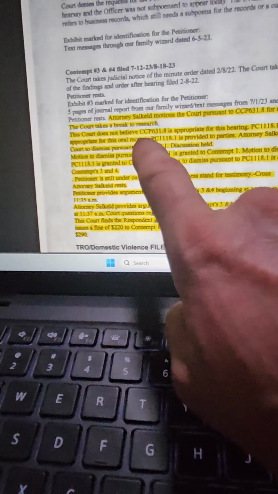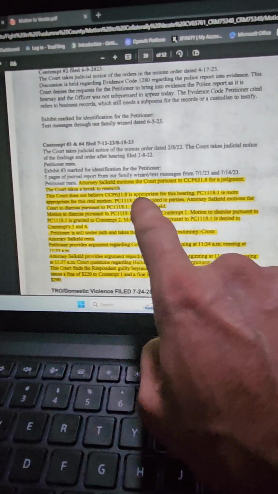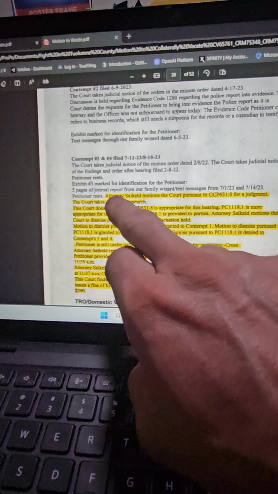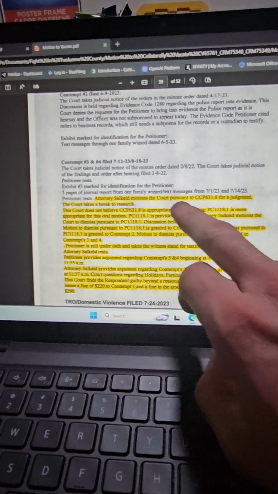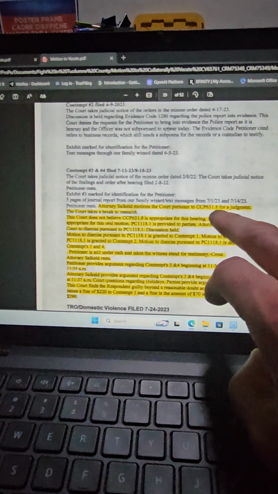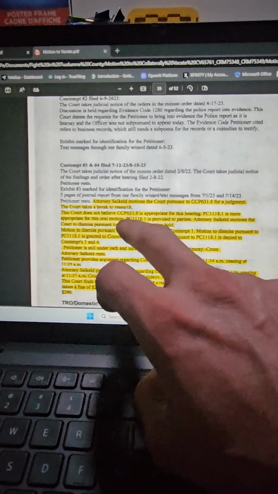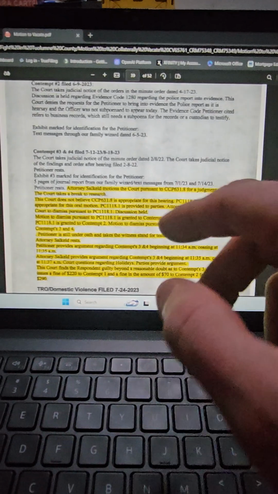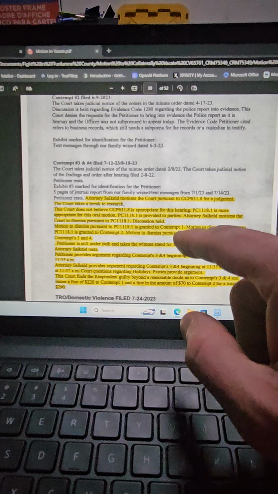The court does not believe that CCP 631.8 is appropriate for this hearing. So, okay, let me go back. Attorney Sokeld motions the court to CCP 631.8 for a judgment. The court takes a break, right, to research. Get this. I was self-represented, right? We're in trial.